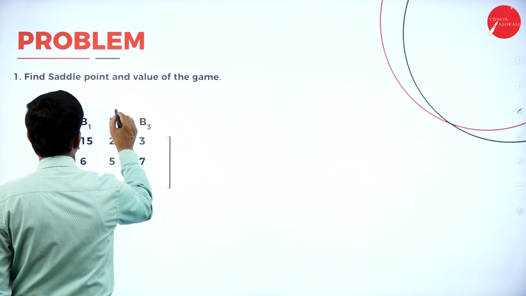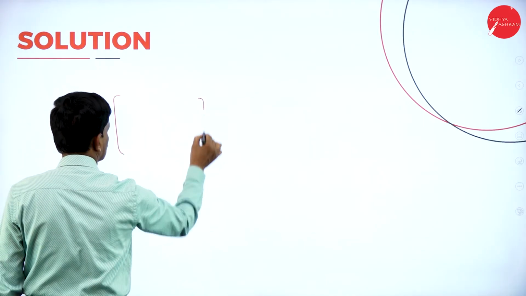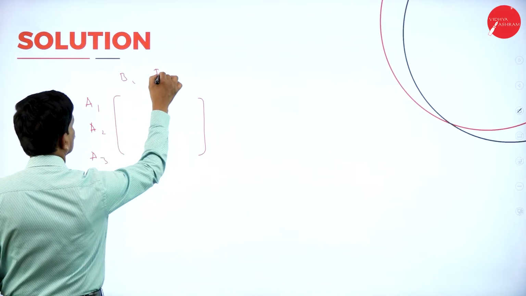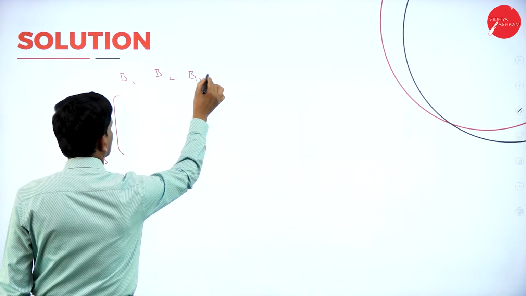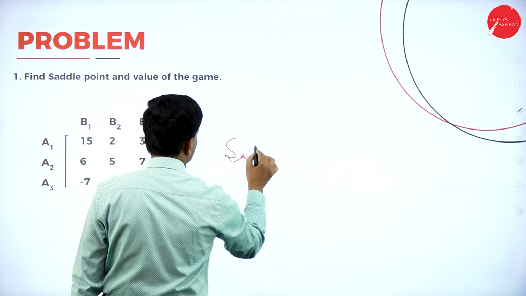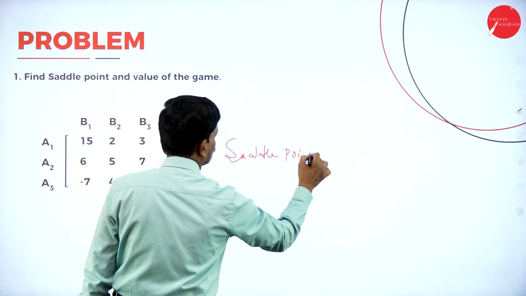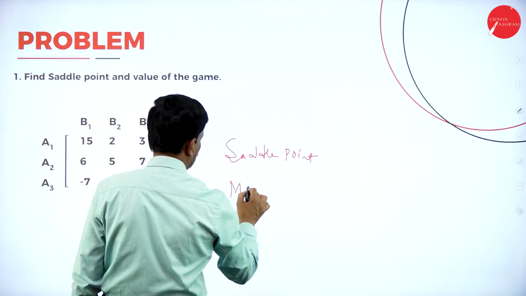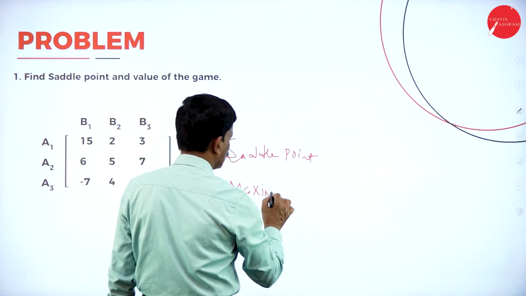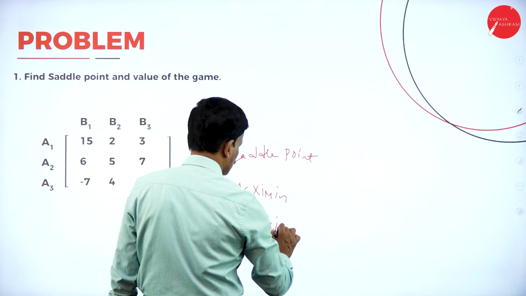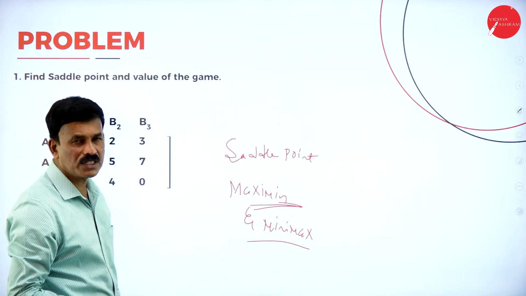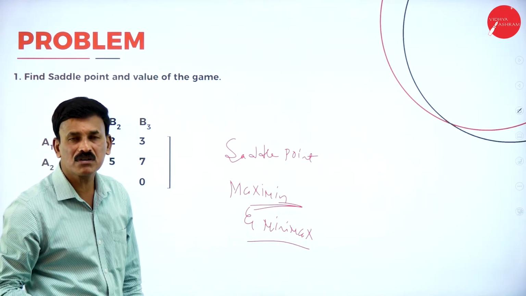Solution. What is given? The matrix with A1, A2, A3, B1, B2 and B3. What is to find? The saddle point and the value of the game. To find the saddle point, find the maximin and minimax values. First find out the maximin and minimax values, then see whether they are equal or not. If they are equal, that itself is called the saddle point.